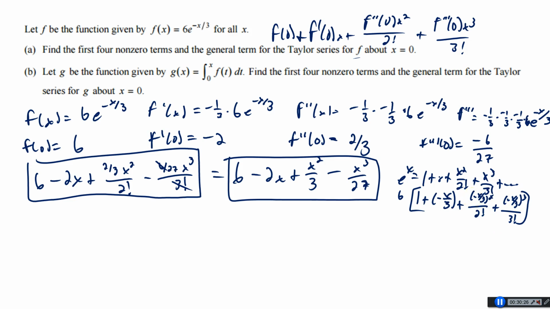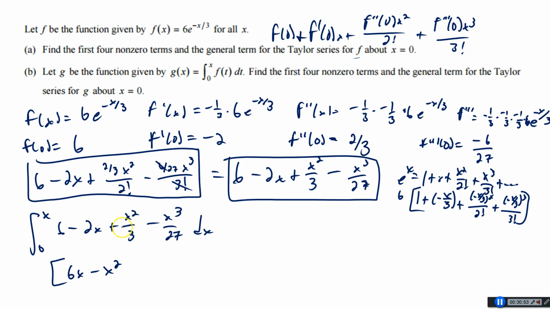Up to you. All right, so now they tell us g is the function given by integrating from 0 to x of f(t) dt. So they want us to find the first four non-zero terms and the general term. So we're going to integrate from 0 to x of the series. So we have 6 minus 2x plus x squared over 3 minus x cubed over 27 dx. Okay, so antiderivative, 6x minus x squared plus x cubed, this is pretty handy. And then this would be minus x to the fourth over 4 times 27.